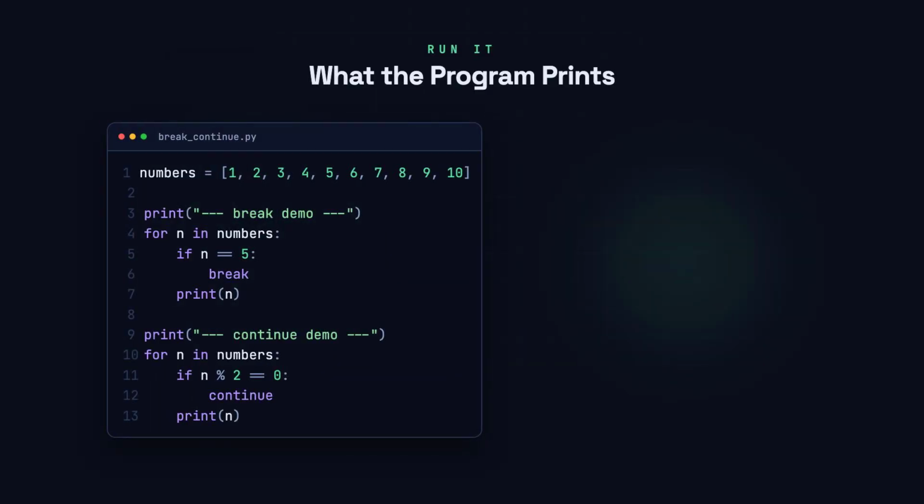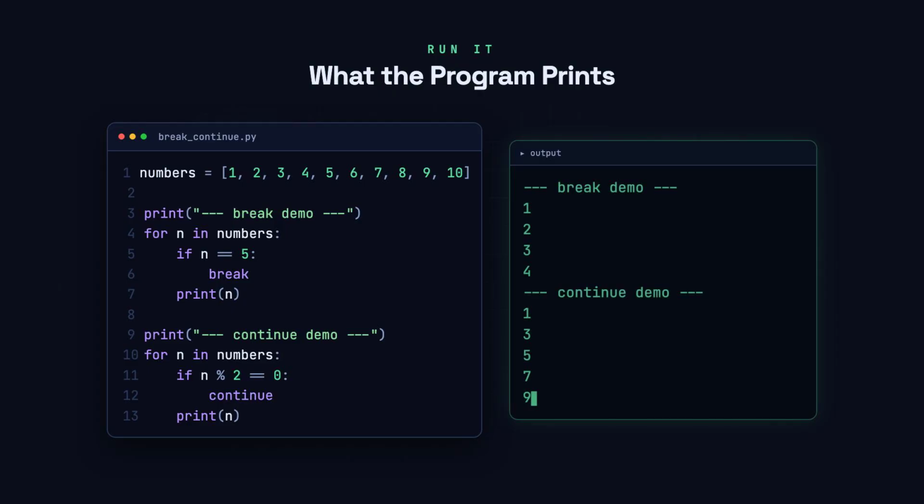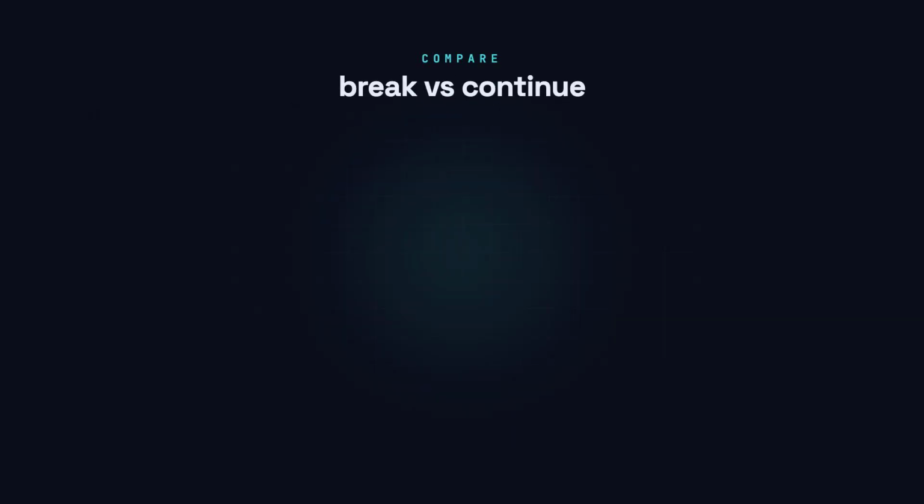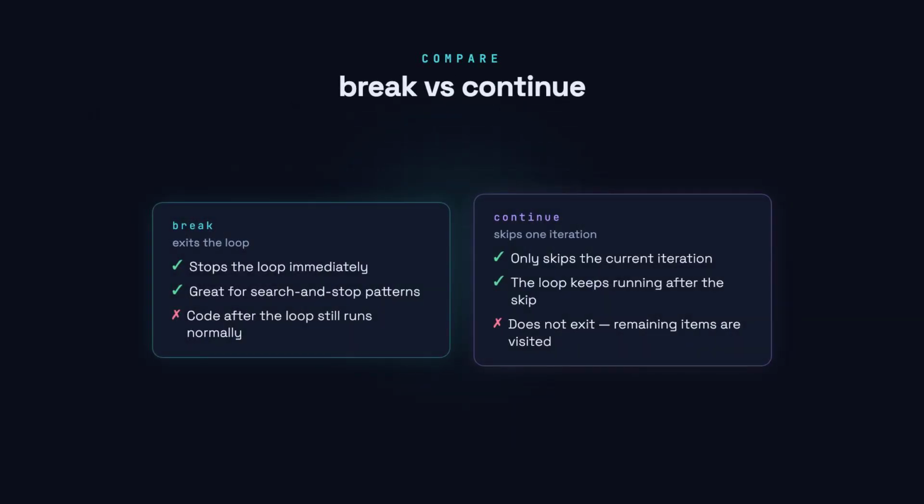Run it and you see the break demo prints only 1 through 4. The loop never reached 5. The continue demo prints only the odd numbers because every even number was skipped over. The key difference, break ends the loop entirely, while continue only skips one turn and the loop carries on. Mixing them up is the most common beginner mistake with these two keywords.